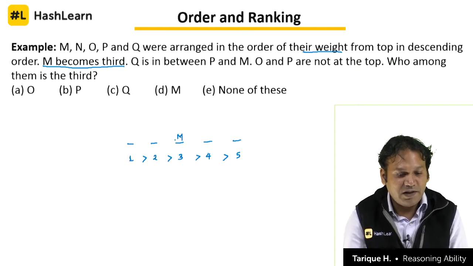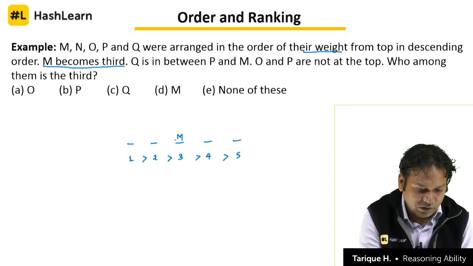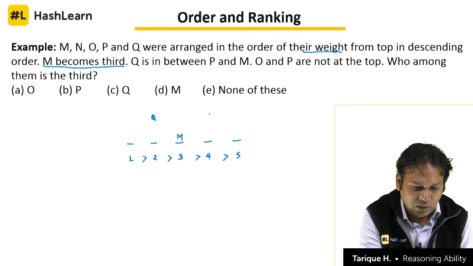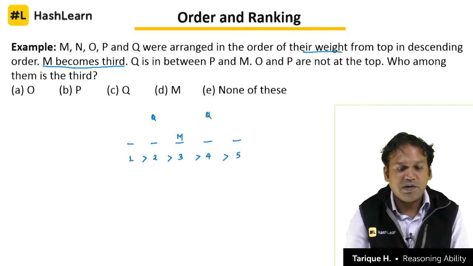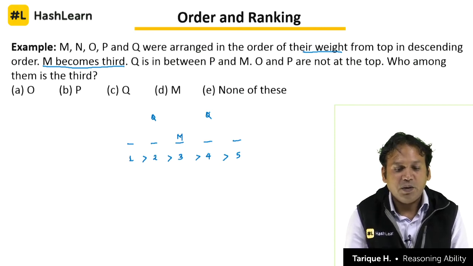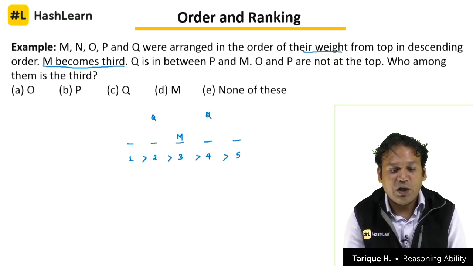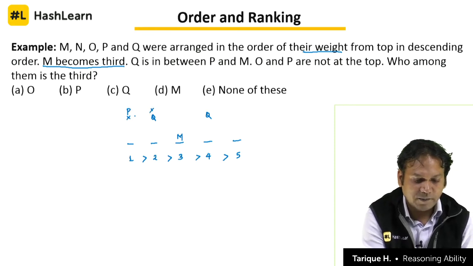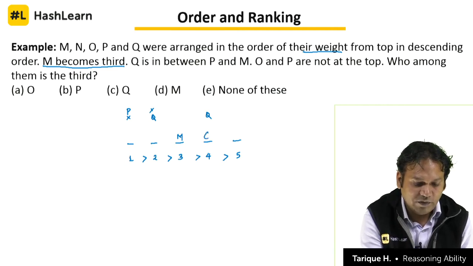Q is between P and M. So, Q can be where? Now, you see here Q can be either here or here, because Q is between P and M. We do not know where P is. Q is between P and M, and P is not at the top. So, if P is not at the top, then Q cannot be here. That means Q will definitely be here. This is the final position for Q, and that means P will be here.